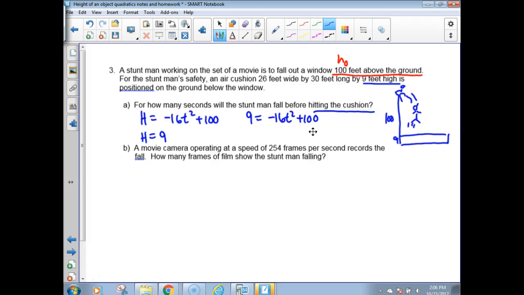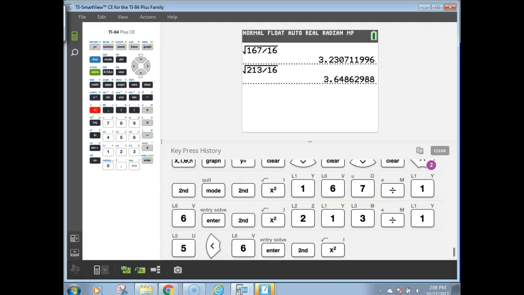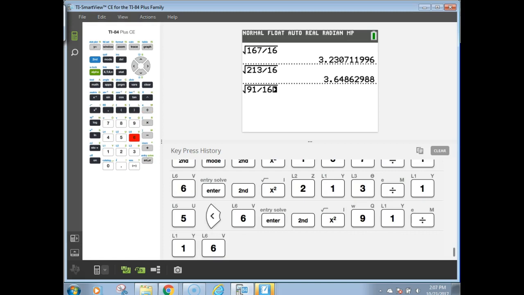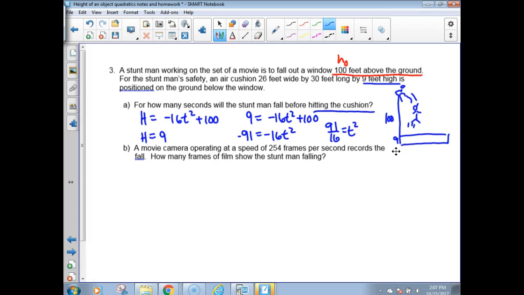Okay, and then we can solve it by subtracting 100 and doing it like we did the last problems. I mean, negative 91. So we'll be doing 91 divided by 16, take the square root. About 2.38 seconds till he would hit the cushion. Okay, so that's a fine way to do it. I'm going to be trying to show you some other methods coming up soon.